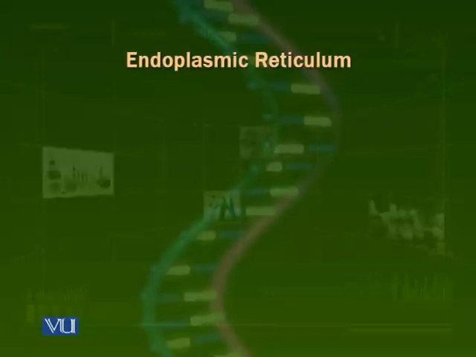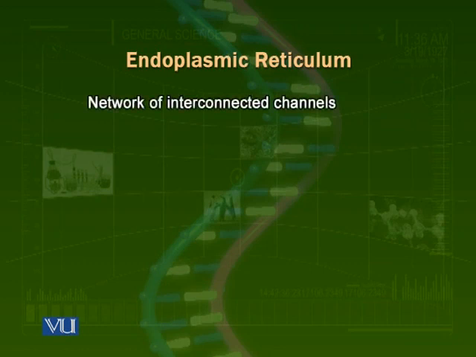Then comes the next organelle, the endoplasmic reticulum. I should say endoplasmic, present inside the plasma. Reticulum, a network. These are a network of interconnected channels. These are present in various parts of the cell, particularly surrounding the nucleus.